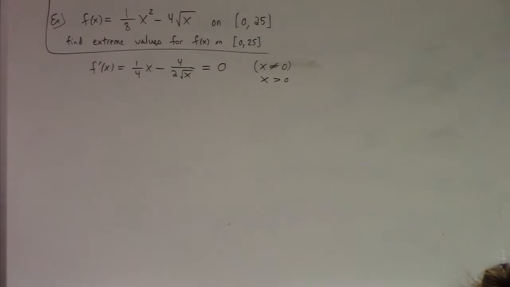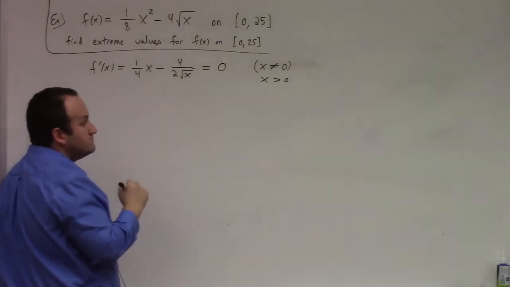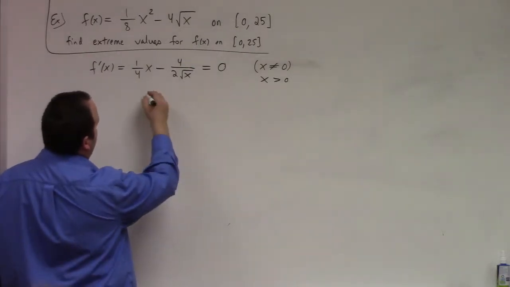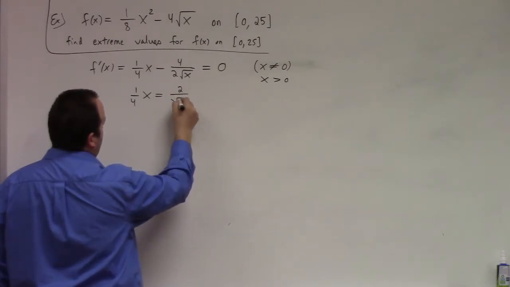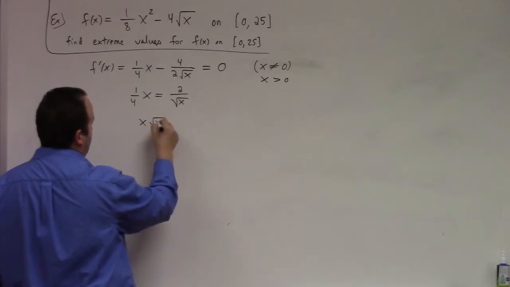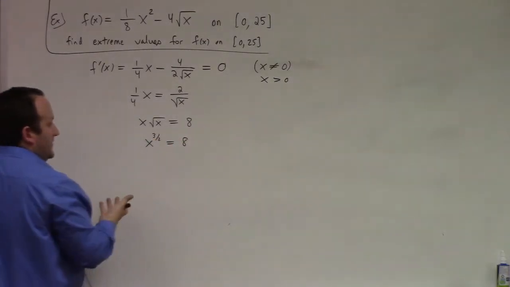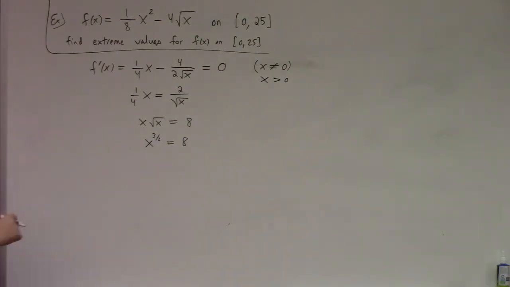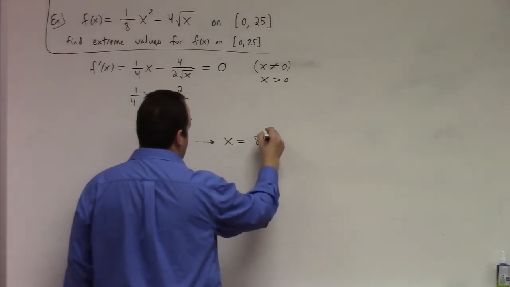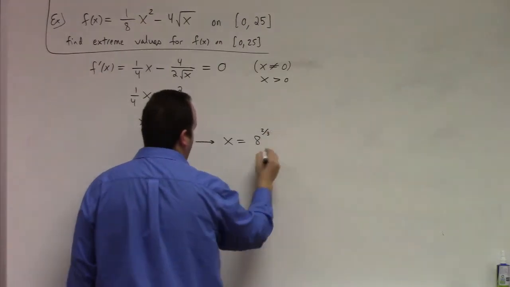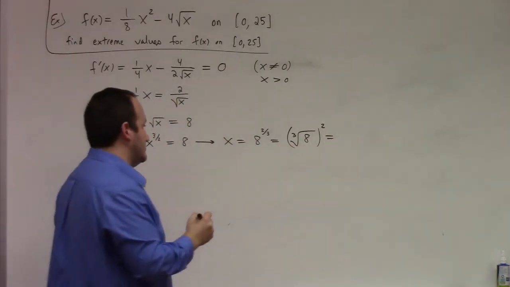Now, how do you find the solutions to this equation? Factor? We could do that, I suppose. I'm going to be lazier. Let's say 1/4 x is equal to 2 over the square root of x, which tells me x times the square root of x is equal to 8. So that's x to the 3/2 is equal to 8. Notice that x is positive here, so we don't have to worry about pluses and minuses with square roots. So x is equal to 8 to the 2/3 power. What is 8 to the 2/3 power? In other words, the cube root of 8 squared, which is 4.